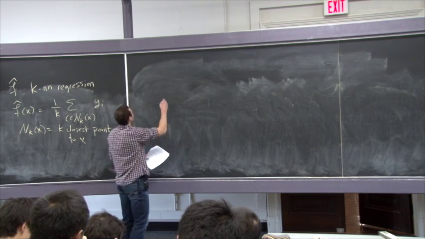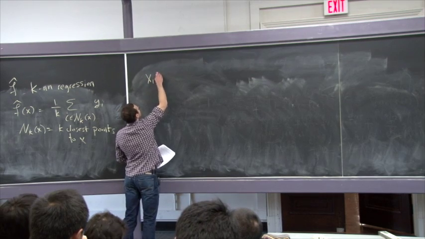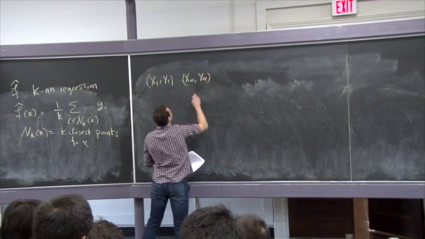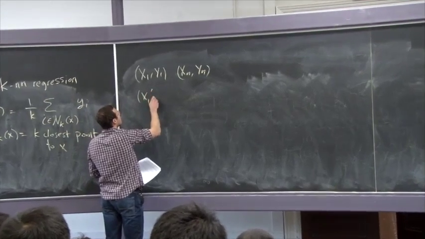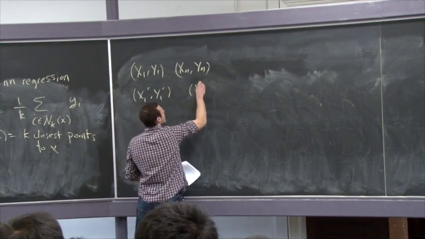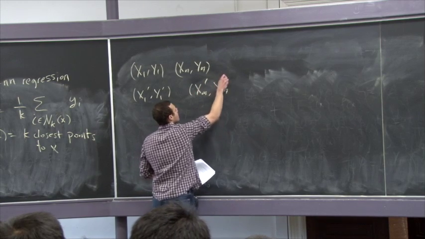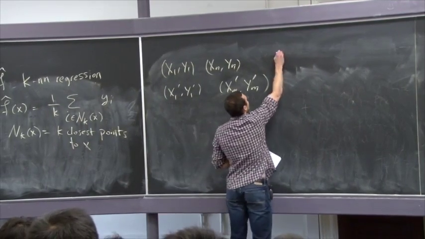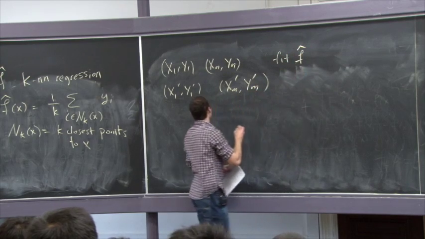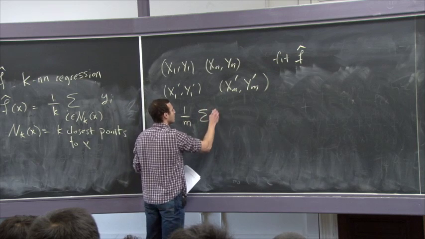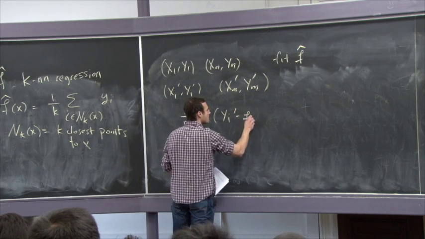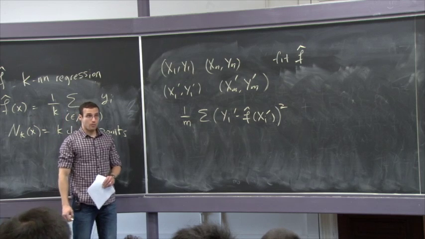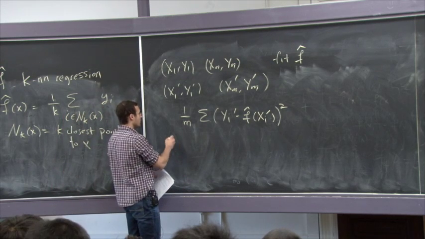So, all right, if we had pairs x1, y1 through xn, yn, that was our training data we used to fit f hat. Somebody gave us, magically, m IID pairs x prime, y prime from the same distribution as these guys. So we use the training data to fit f hat. Then if I just took the average of yi prime minus f hat of xi prime squared, that's going to be an unbiased estimate for the expected test error, right?